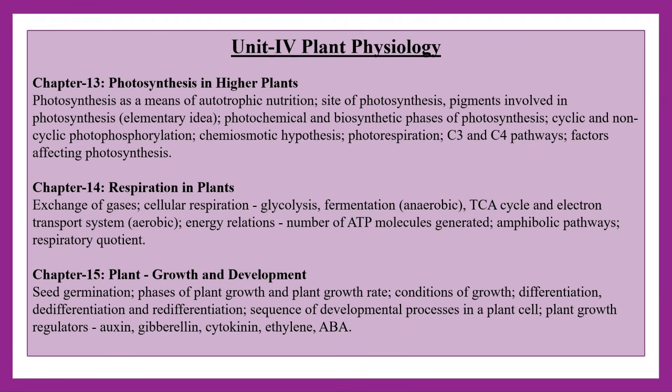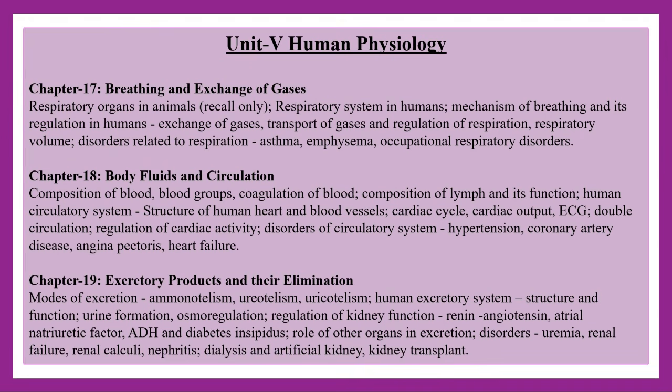Chapter 15. Plant Growth and Development. This final chapter explains how plants grow and respond to their environment. We study phases of growth, growth regulators or plant hormones like auxin, gibberellin, cytokinin, ethylene, and abscisic acid.